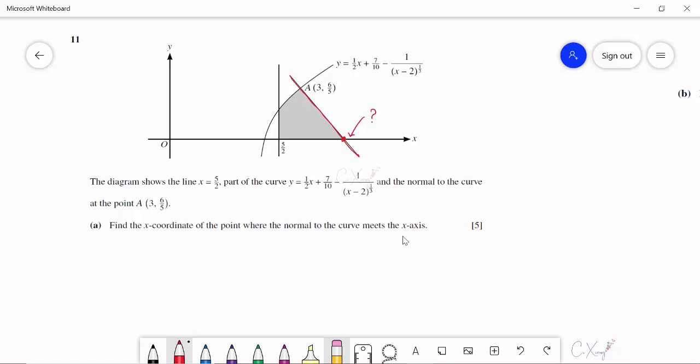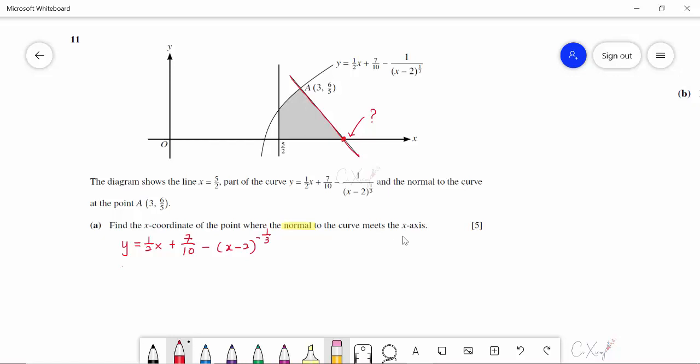To find out this value, generally we have to find the equation of the normal first. To find the equation of the normal, of course, you need to go through with the differentiation to get the gradient of tangent. Then only we can get the gradient of normal, then form the equation of normal. So we will start with the equation first. I'm having y equals to half x plus 7 over 10, then minus x minus 2 power negative 1 over 3. So I'm looking for the differentiation.